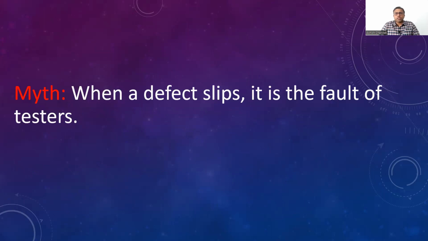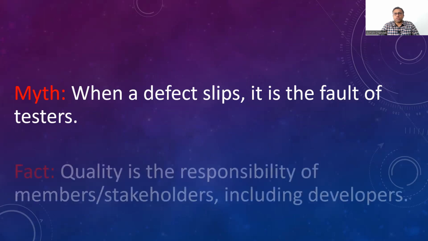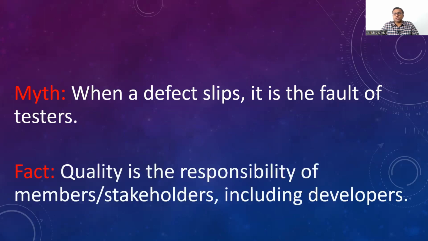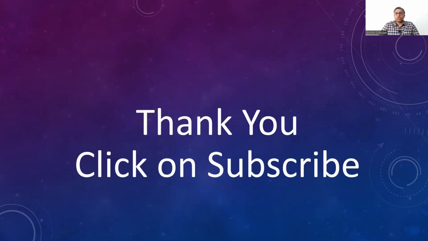When defects slip through, is it the fault of the tester? Some think that if there is a defect in the product, then it is the responsibility of the tester. Actually, it is the responsibility of all the stakeholders of the organization. The stakeholders means management, developers, testers; all are equally responsible for a defective product. So this is about the myths and facts about software testing.